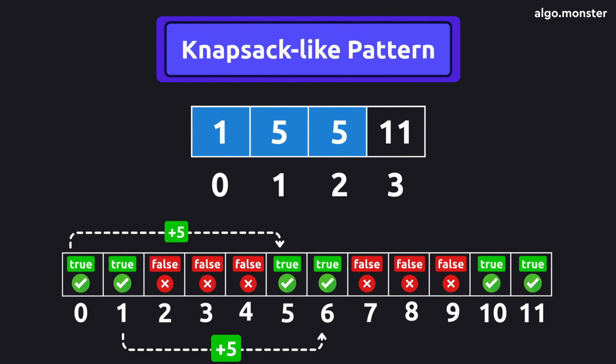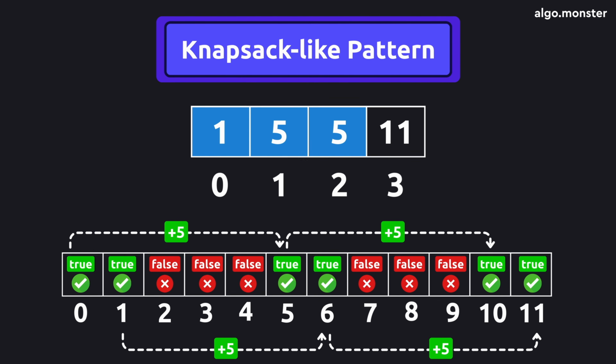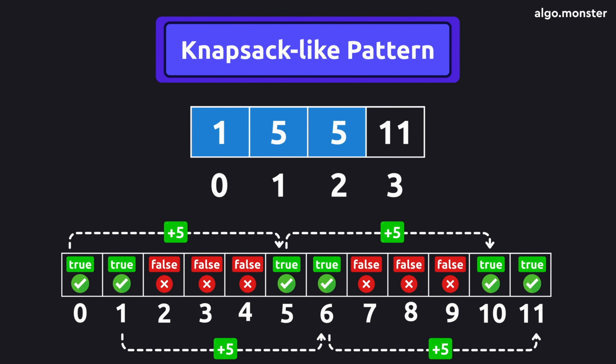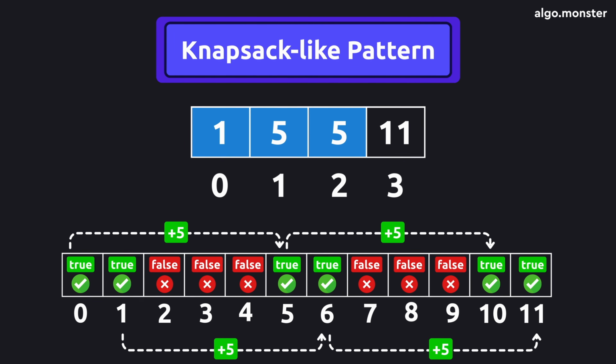Fifth, you iterate over the array elements. For each one, you update DP from right to left, if the element can be used once, or from left to right, if it can be used unlimited times. If you see a problem where you need to build a sum or check whether some value is reachable from a set of numbers, that's a knapsack-like problem.